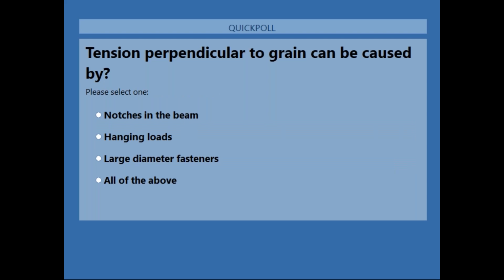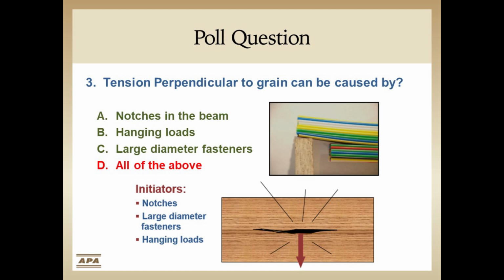Okay, thank you. It looks like we're doing pretty good on these poll questions. The answer to this question is all of the above. Recall that notching on the tension side of the beam, hanging large loads below the neutral axis, and use of single large diameter fasteners compared to multiple small fasteners can all produce cross-grain tension stresses in the member.